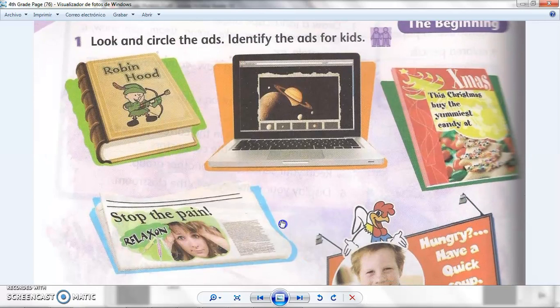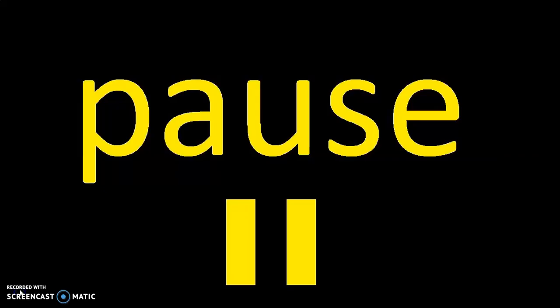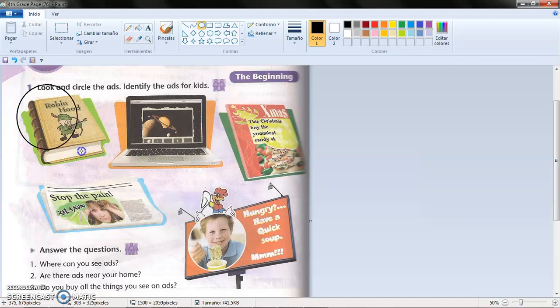So, first of all, which of these are ads? Please circle them. I will give you a couple of seconds so you can pause the video and then solve it. I hope that you have finished so far, because we're going to give the answers. Here we go. Is this an ad?